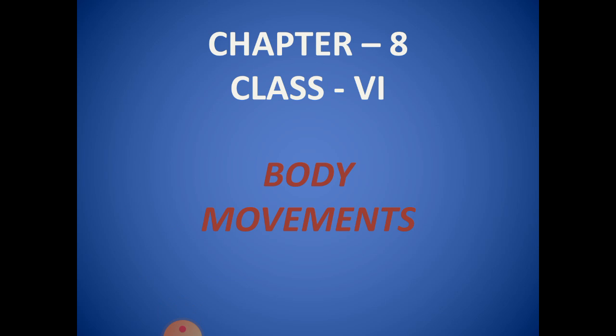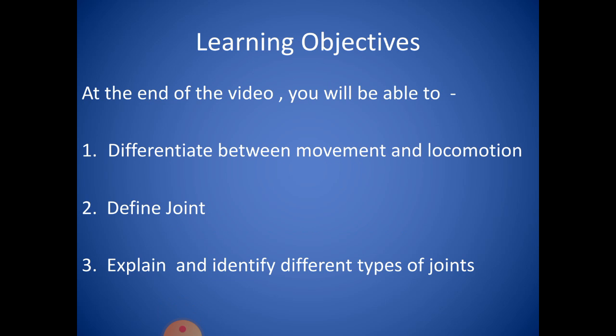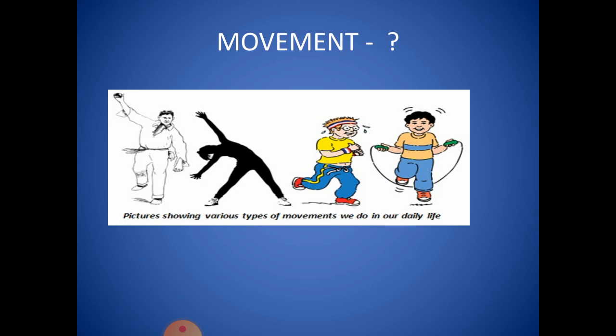In this video, we will discuss chapter number 8 of class 6, Body Movements. In this chapter, we will discuss following points: difference between movement and locomotion, definition of the joint, explanation and identification of different types of joints.